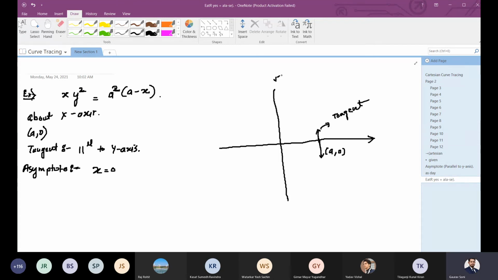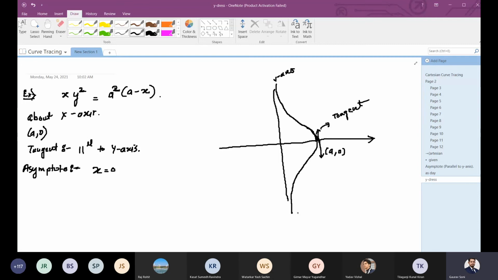This is the y-axis. We can see that the asymptote is x equal to 0. So at infinity, the curve goes near to this. It must intersect this point, and it should intersect in this manner as the tangent is parallel to the y-axis. Now the curve is symmetric about the x-axis, so I will reflect it in the negative direction too. This is how my curve is.